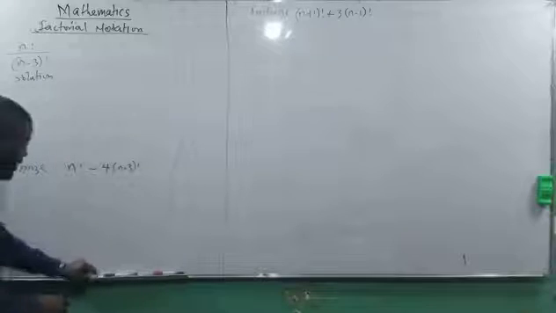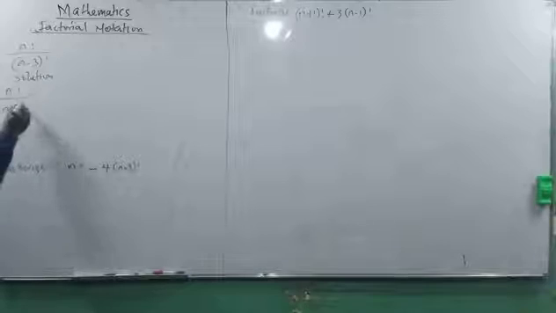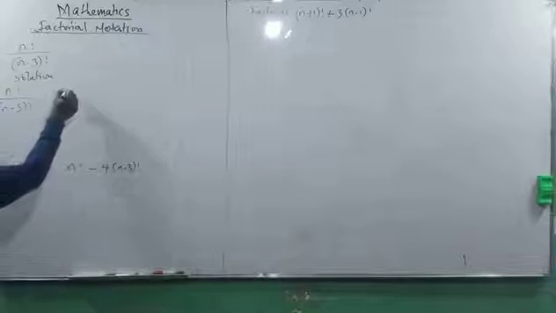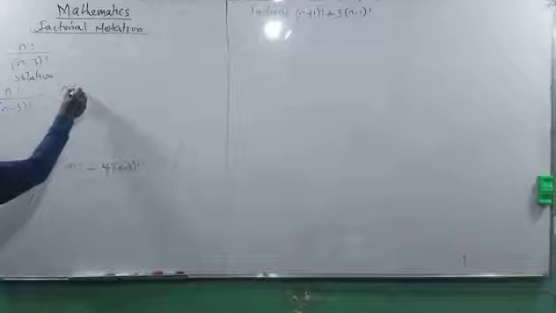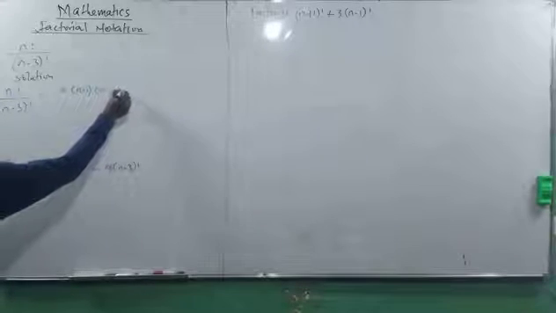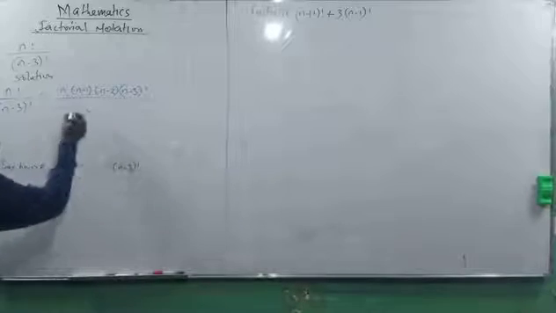Let me use the blue marker properly. I like this. Okay, now, this is going to be n factorial divided by n minus 3 bracket of factorial. How do I solve this? This will be equal to n bracket of n minus 1, bracket of n minus 2, bracket of n minus 3 factorial divided by n minus 3 factorial.